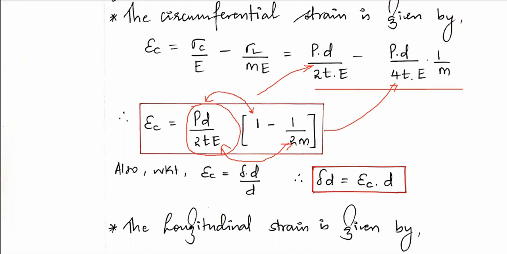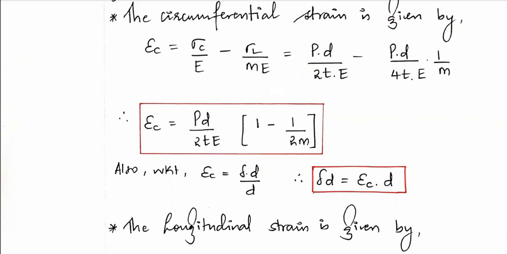So we also know that circumferential strain is caused whenever there is change in diameter. So we know that epsilon c is equal to change in diameter to original diameter. So if I'm interested in change in diameter, I will be cross multiplying these two things, and I'll be getting delta d is equal to epsilon c into d. Right? So these two expressions are important for us. Next, that is regarding circumferential strains.